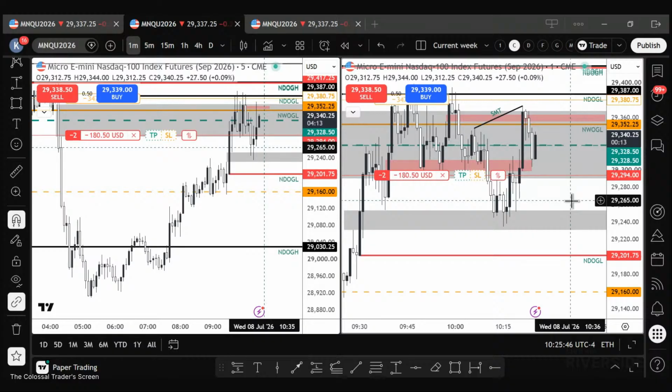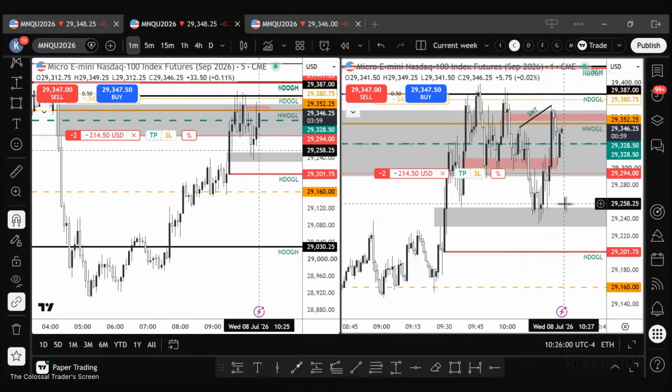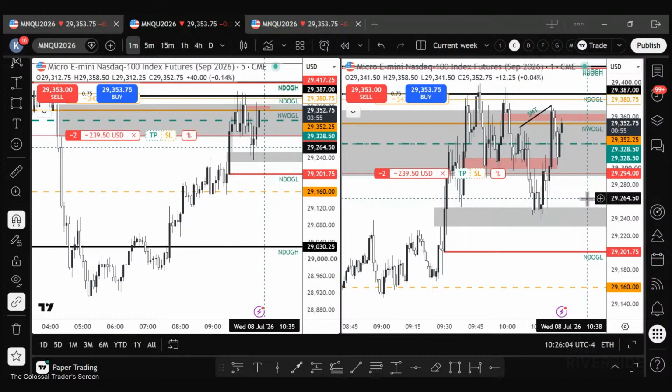Let our stop loss do its job. No, I'm not a fan of this movement at all. I'm not a fan. Yeah, this wants to push. This wants to push, guys.